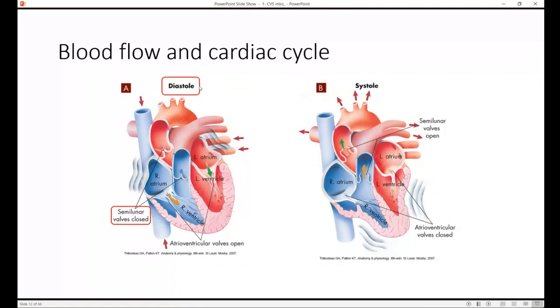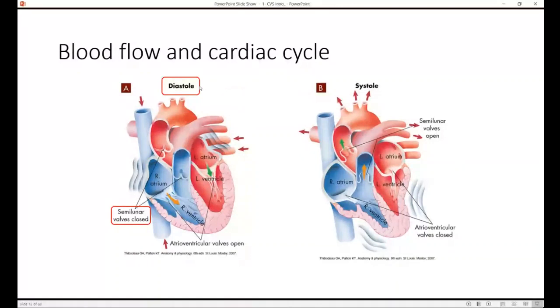During this phase, what is happening? The valves between the atria and ventricles are open because the blood is coming to the atria and into the ventricles. This is the time when the heart is filling up with blood, relaxing and filling. The output channels are closed right now. So the aortic valve and the pulmonary valve are closed. You don't want the blood in the aorta to come back to the heart, right? Ventricle is relaxing, blood is flowing in from the atria. This is called diastole.